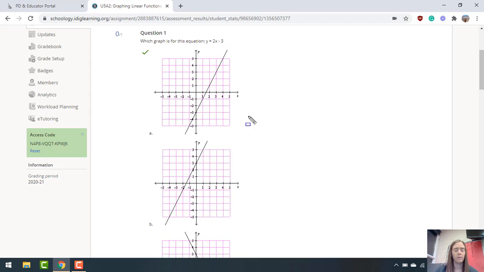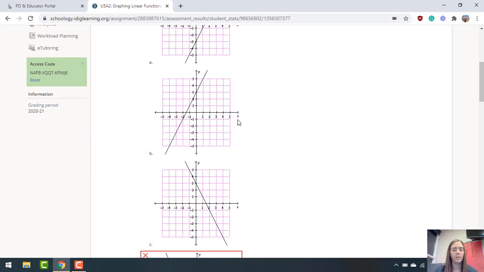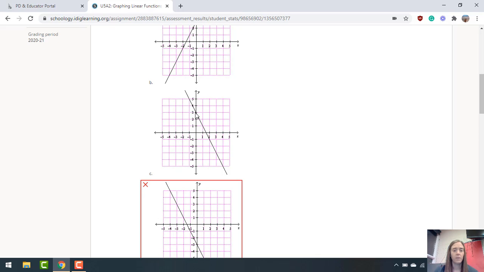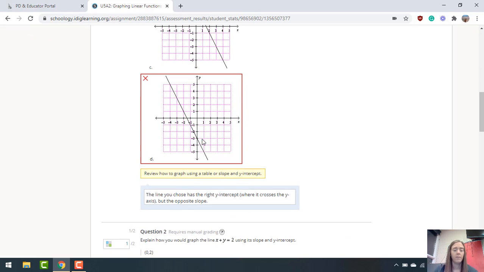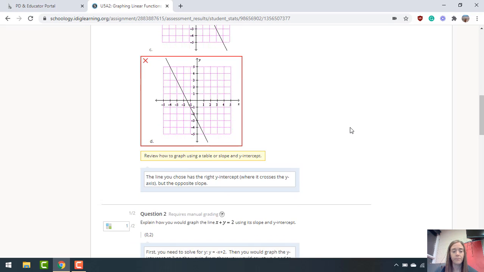Now if we go down and look at some of these other ones, this one doesn't start at -3, it starts at +3, so the y-intercept is wrong. This one also starts at +3, and it's not going up 2 and over 1, so that one's wrong. This one does start at -3, but it's going up 2 and back 1, so that would be a negative slope. Okay, and so that's why that one was wrong.